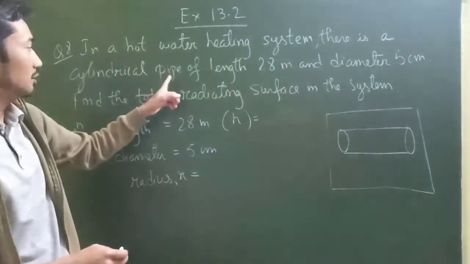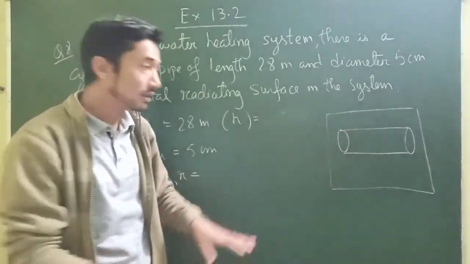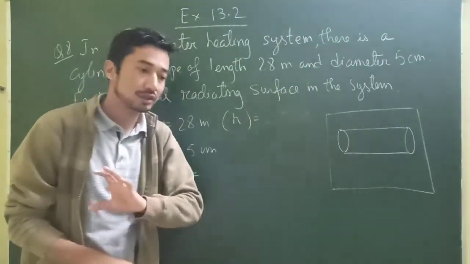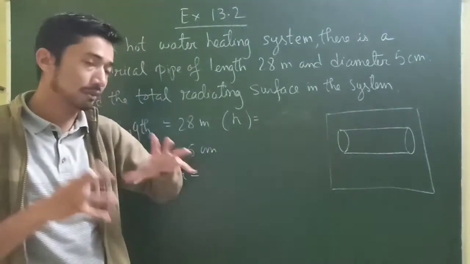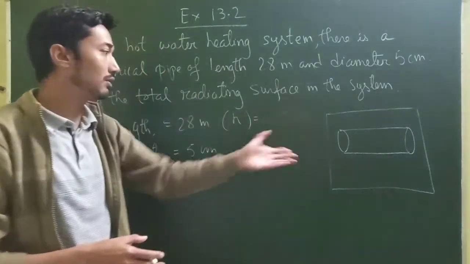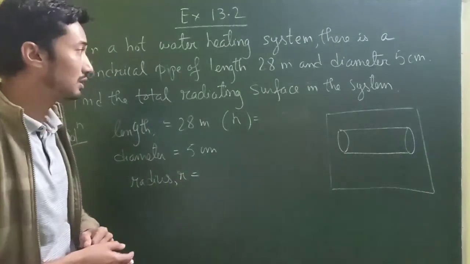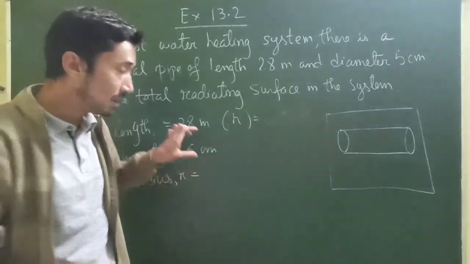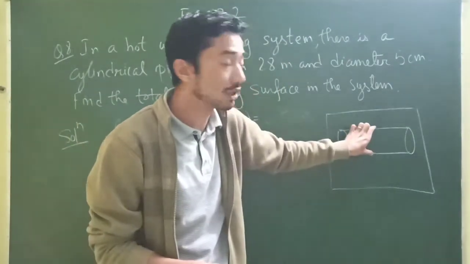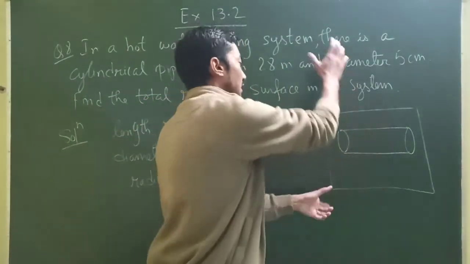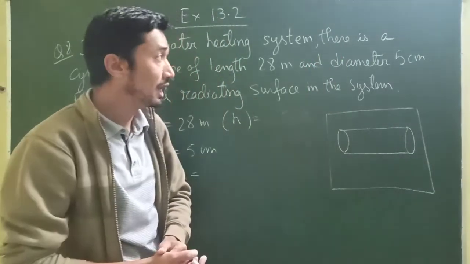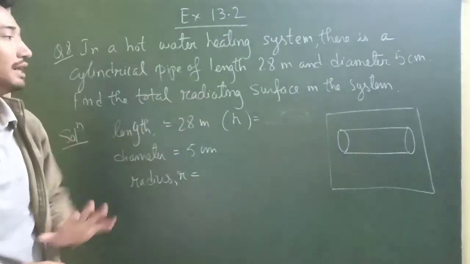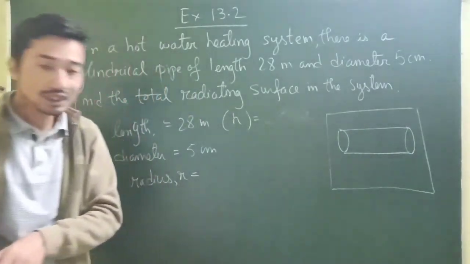There is a cylindrical pipe of length 28 meters. Inside the machine we have one cylindrical pipe through which the water is flowing, and as the water flows, the pipe heats the water and then the hot water flows out. Its length is 28 meters. Once we have the pipe in this position, we can call it length. But if we place it upright, then that becomes the height, especially for a cylinder. And the diameter is 5 centimeter.